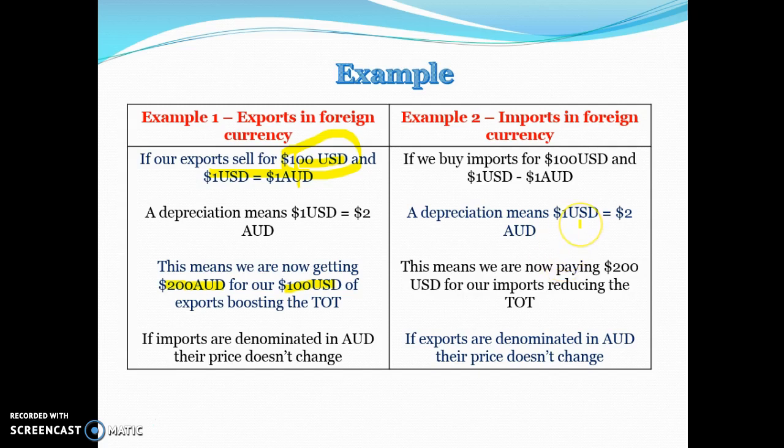But if our imports are denominated in foreign currency, then it's now going to cost us $200 US to buy those imports that used to cost $100. And therefore import prices will be more expensive, and therefore the terms of trade will go down. So just be mindful that there's no clear-cut relationship between the dollar changing and the impact that has on the terms of trade. The other way around, a higher terms of trade will lead to a higher dollar, but you can't state specifically the impact that the change in the dollar will have on the terms of trade.